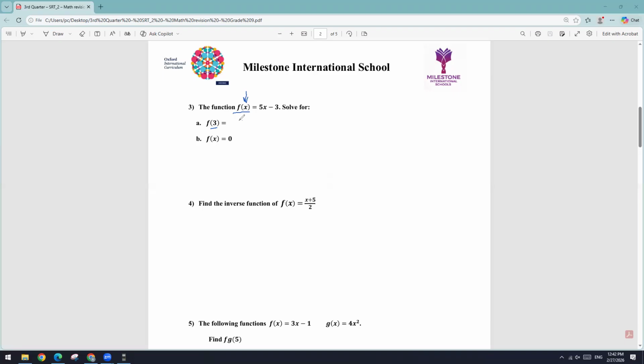So the formula is 5x, so instead of x, I will put 3 in bracket. And then here we have minus 3, let me write it down. Now why did I put 3 in bracket? Because when I say 5x, this means 5 times x. So here it's 5 times 3. So 5 times 3, 15, minus 3, 12.